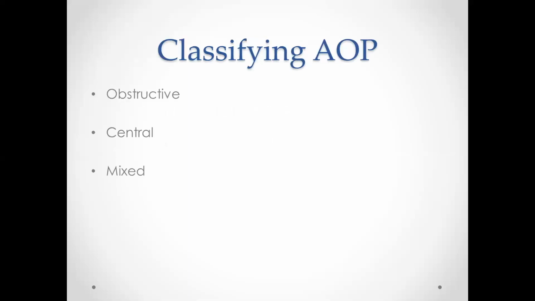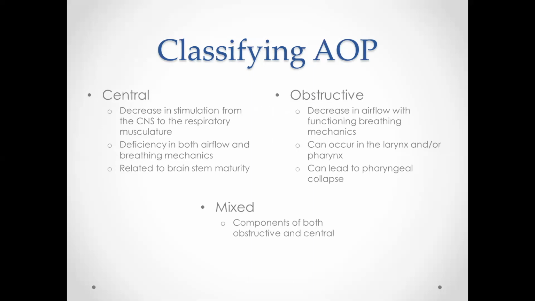So in general, there are 3 different classifications for apnea of prematurity. You have obstructive, central, and mixed. And I'll go through the 3 of these on the next slide.